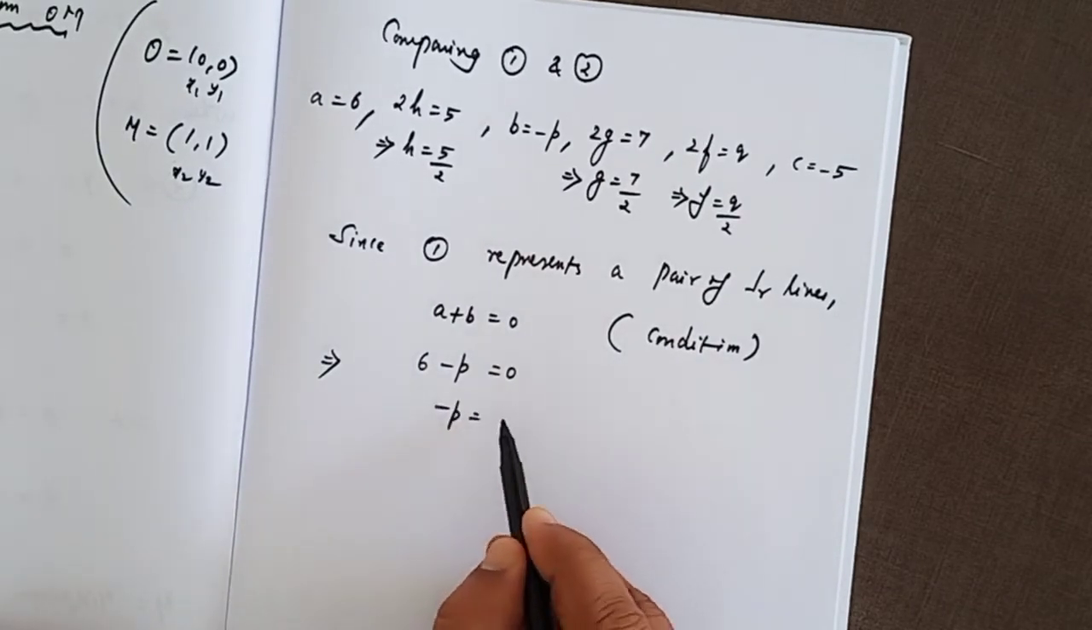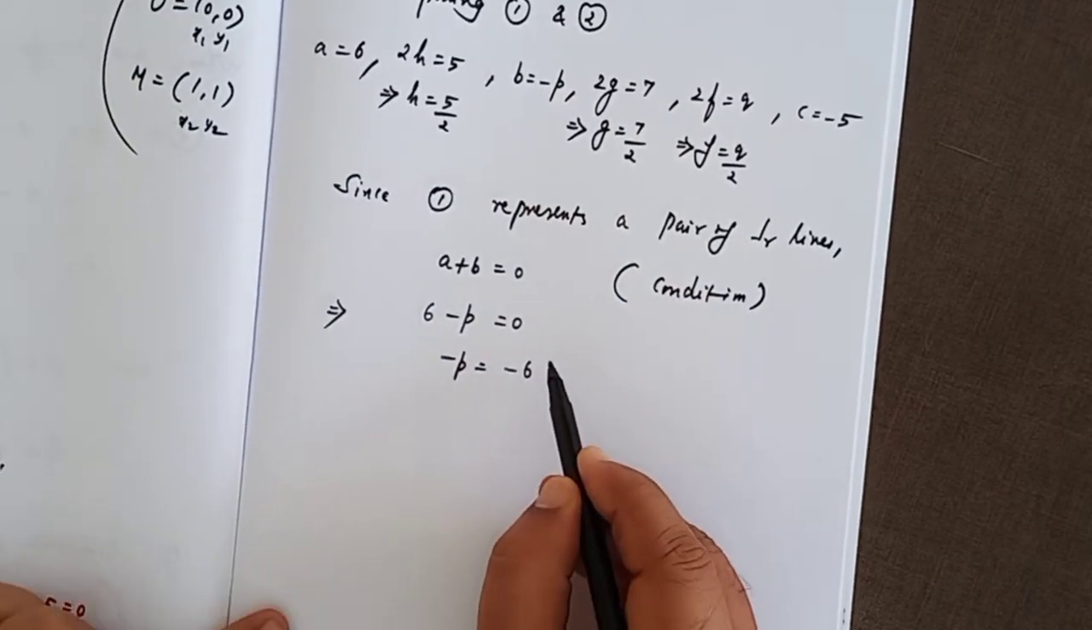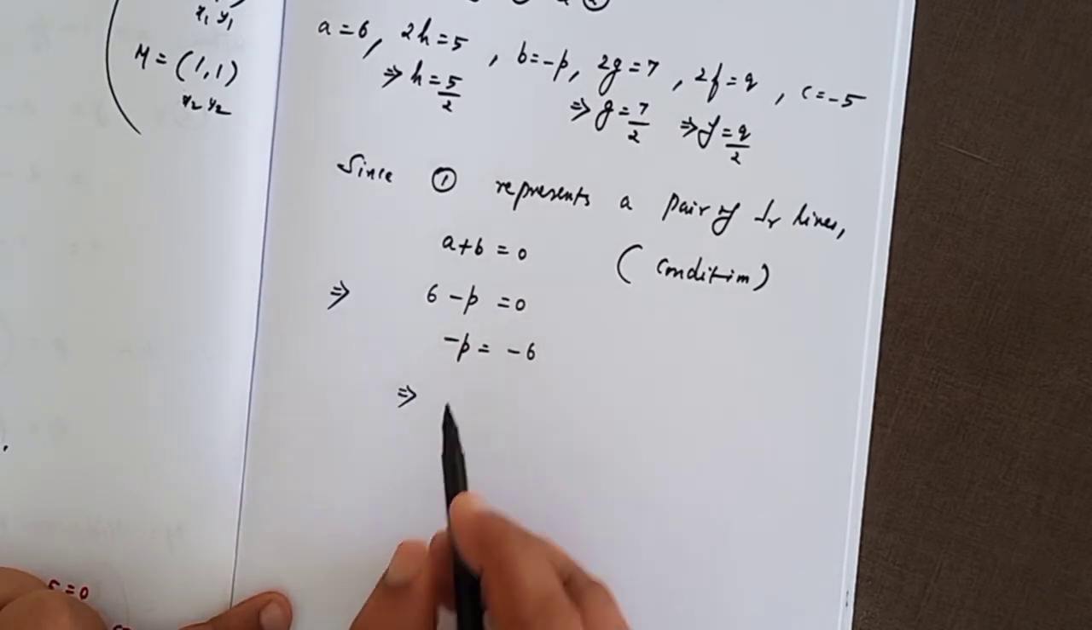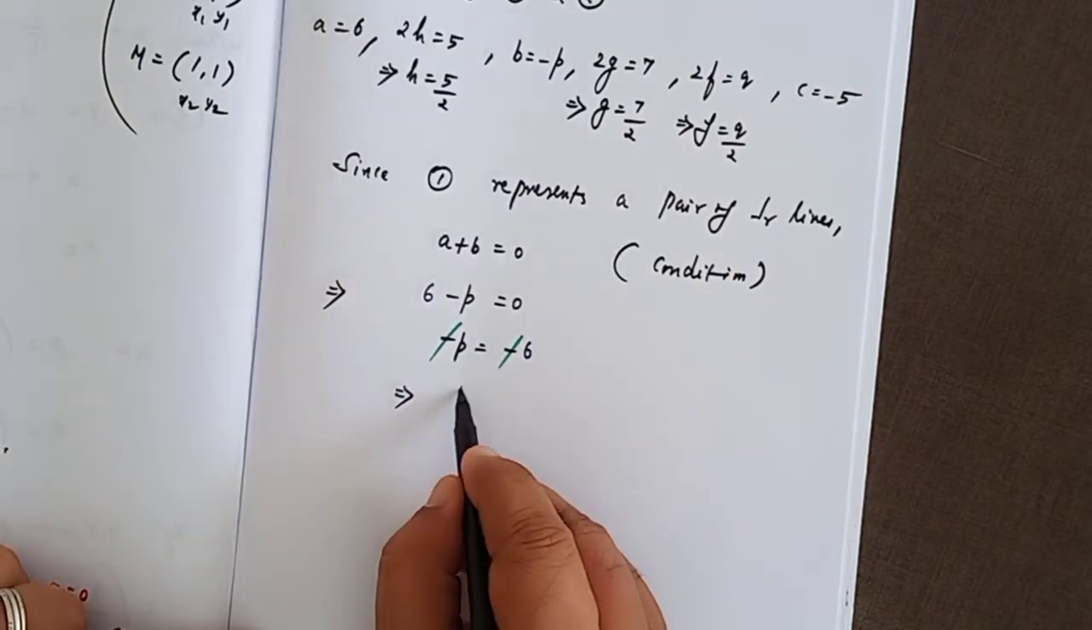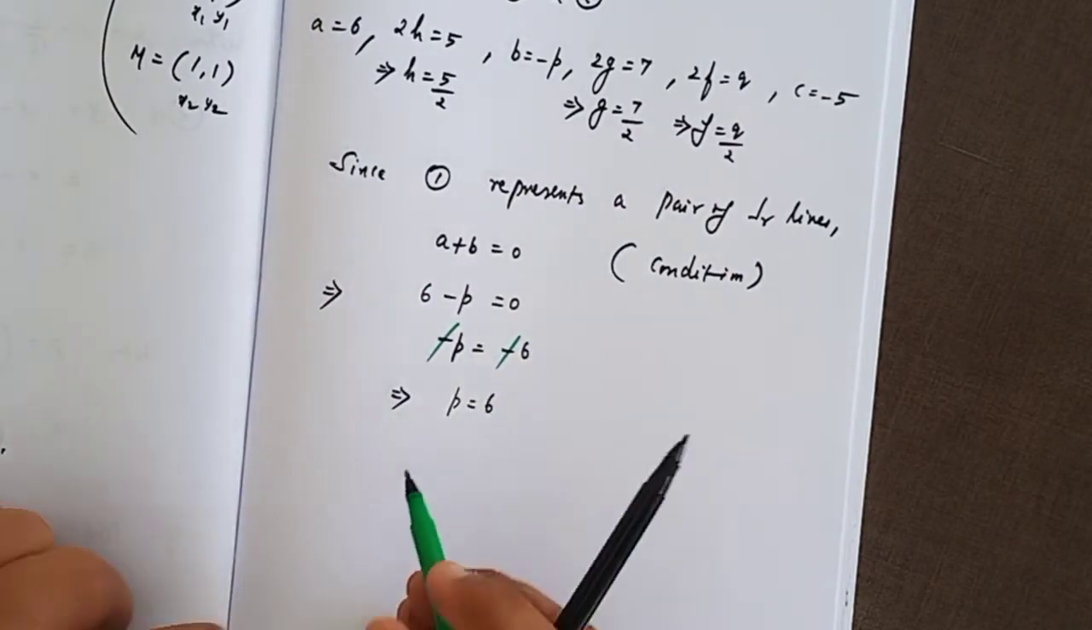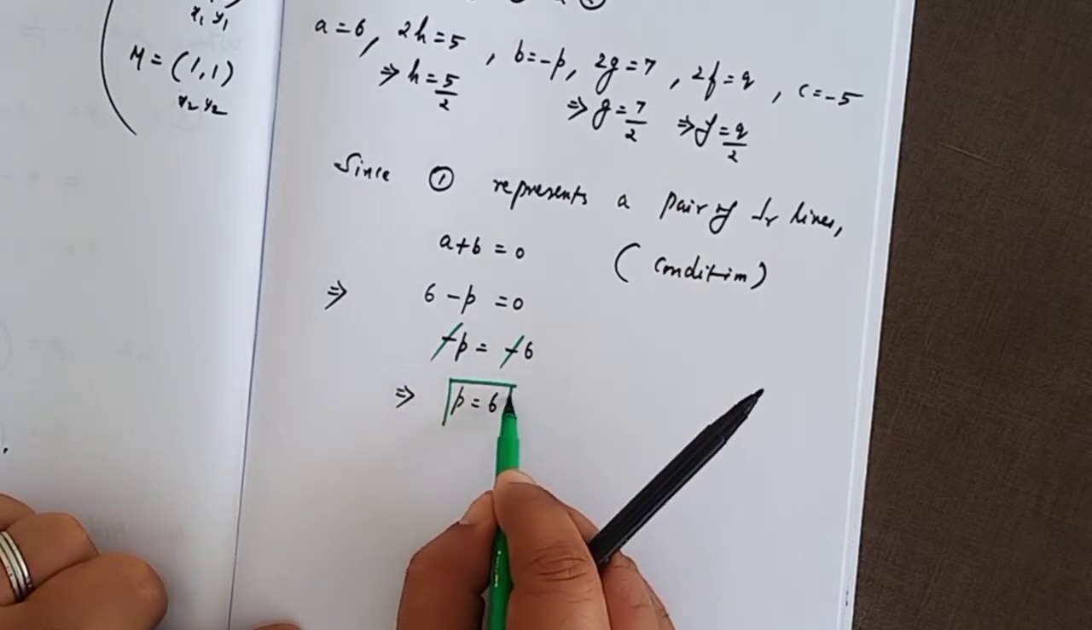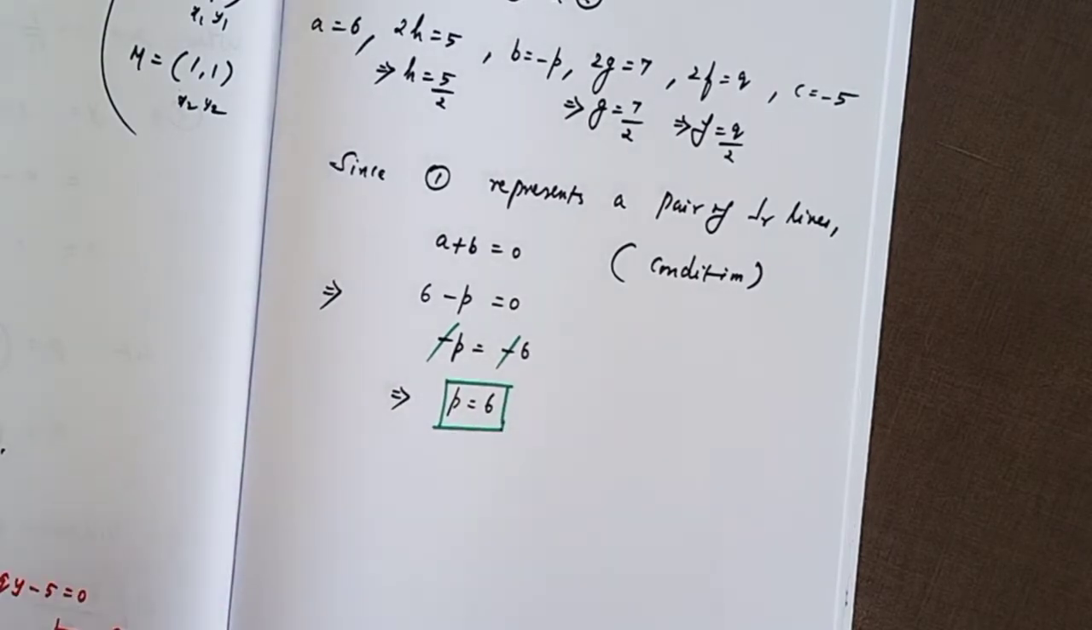Minus p equals minus 6, the minus signs cancel. Therefore, p equals 6. We got the value of p. Now we have to find the value of q alone.